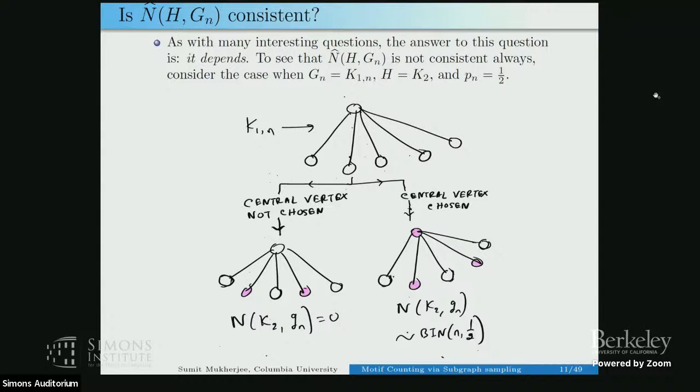Now, if you don't choose your central vertex, what you're going to see is just a bunch of isolated vertices here, right? Just a bunch of leaves. And in this case, your number of edges in the sample graph will be exactly 0. That's it. On the other hand, if you happen to choose your central vertex, which happens with probability half, then what you see is a smaller star graph. And then the number of edges is a binomial(n, half), I mean, the number of leaves that you choose. So these are the two possibilities.